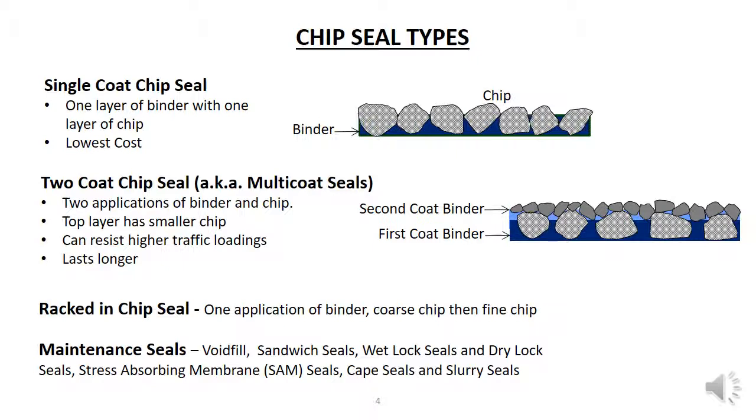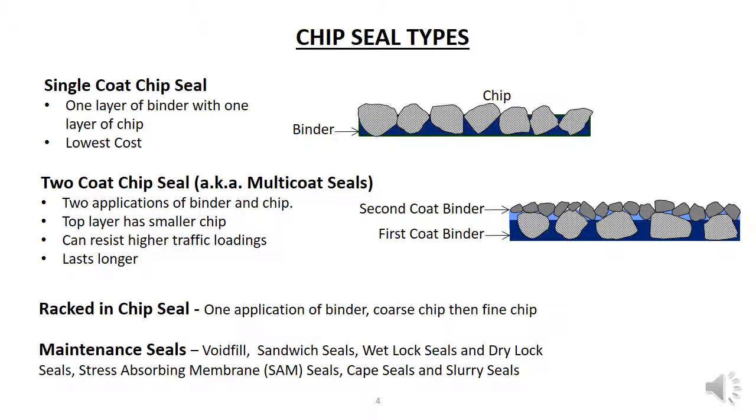A racked-in chip seal is also able to resist high traffic loads but has the advantage of shedding less chip after laying. This makes it a good option for sealing residential and high-speed roads where loose chip can create a hazard. Its surface is similar to that of a single coat seal, so it is rougher.